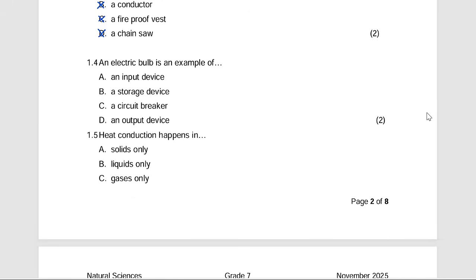Then moving on to 1.4, it reads, an electric bulb is an example of, so an electric bulb, the lights that we use at the house, they give out light. Therefore, if they're giving out light, once you switch them on, it means they act as an output device. So let's look at option A. It says input device, which is incorrect. A storage device, it doesn't store anything. A circuit breaker, it is not a circuit breaker. Then D says an output device. Yes, it's going to be an output device because it gives out light.